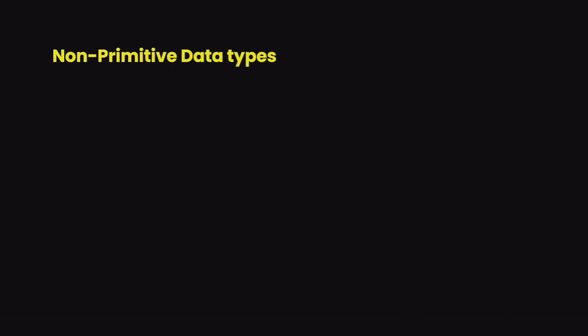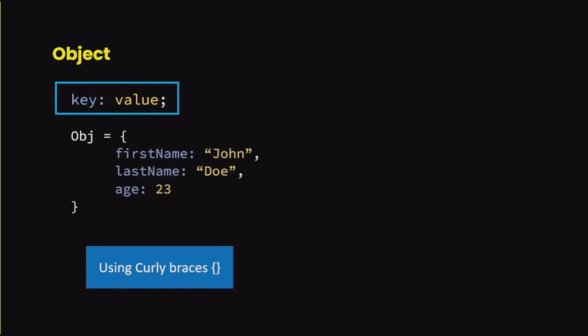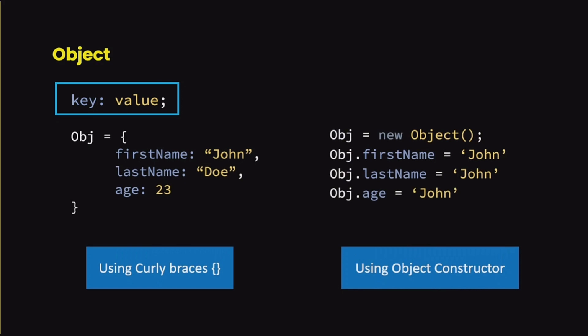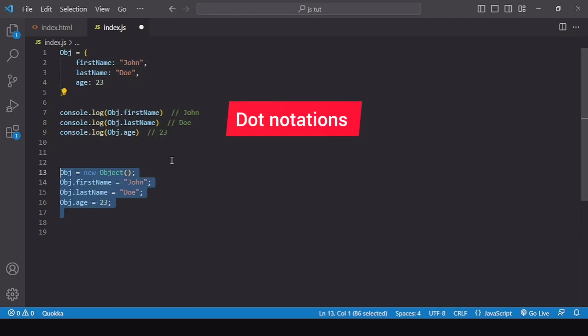Non-primitive data types. In JavaScript, non-primitive data types are objects, arrays, and functions. Unlike primitive data types, non-primitive data types are mutable, which means their values can be changed. Object: an unordered collection of key-value pairs. Objects are created using curly braces or the object constructor. Properties of an object can be accessed using dot notation or bracket notation.